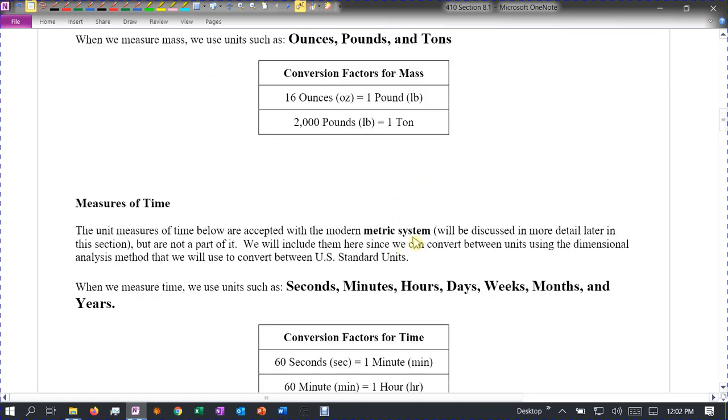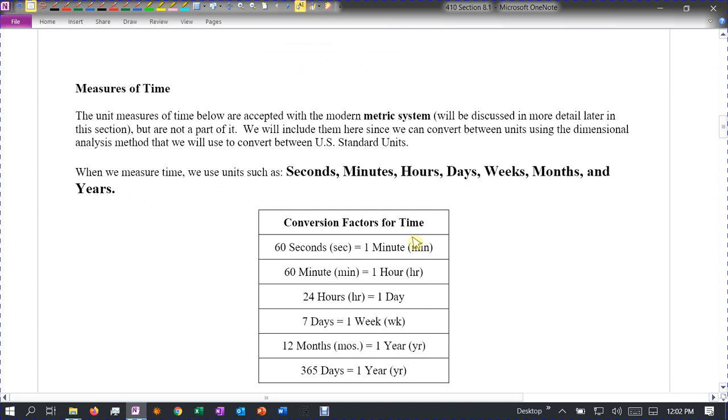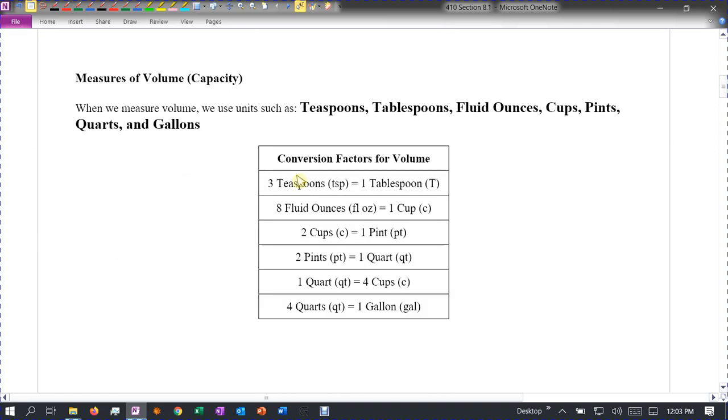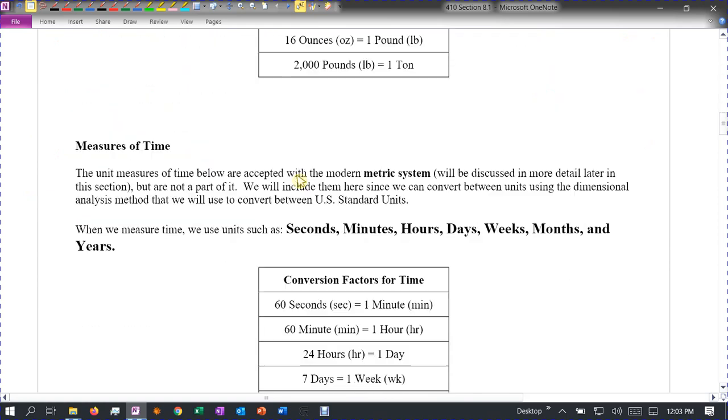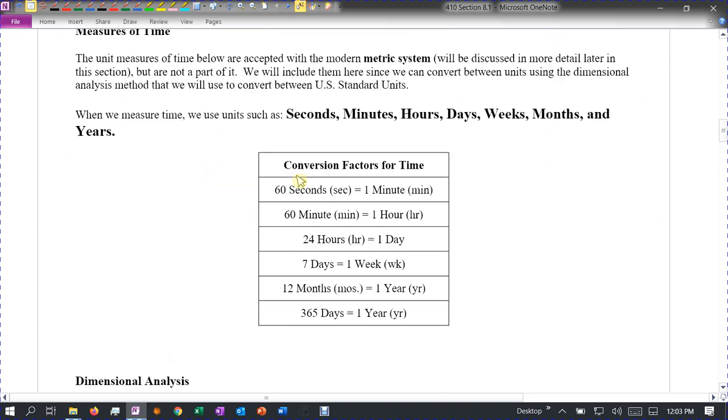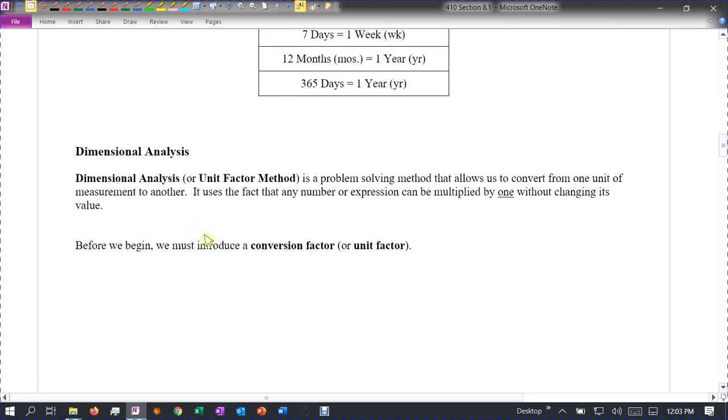Then we have measurements of time. We all accept the same measurement of time. That's the good thing. When it comes to mass, volume, and length, we have a US system and we have a metric system, but when it comes to time, we all agree on the same thing, which is nice. Seconds, minutes, hours, days, weeks, months, years. We should know all these pretty much: 60 seconds in a minute, 60 minutes in an hour, 24 hours in a day, 7 days in a week, 12 months in a year, 365 days in a year. So now what we are going to finally do with all this information is what's called dimensional analysis.